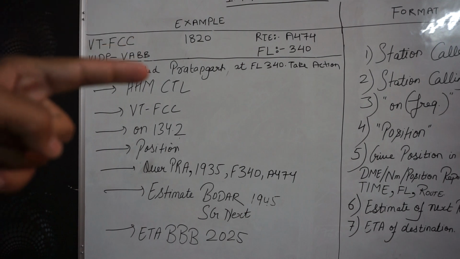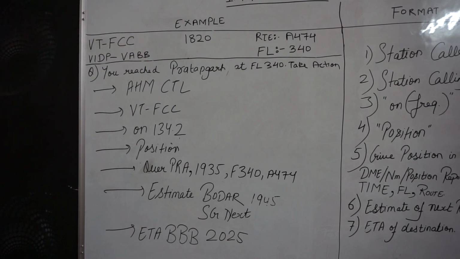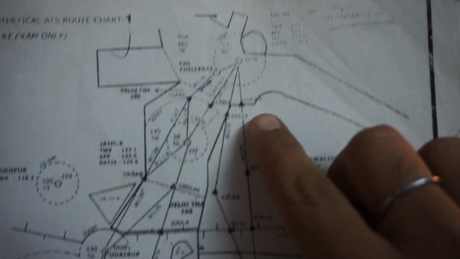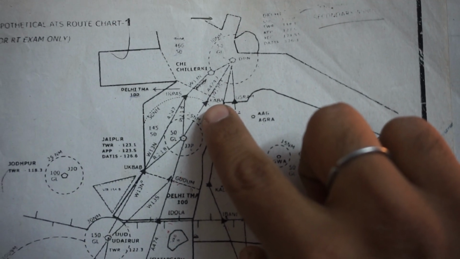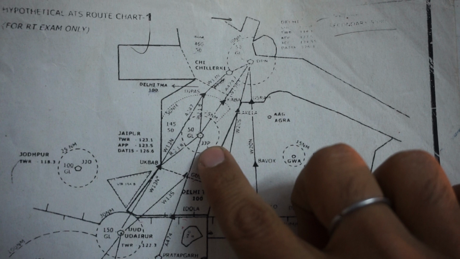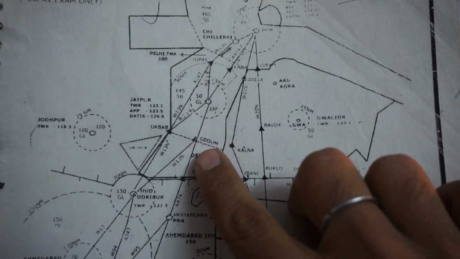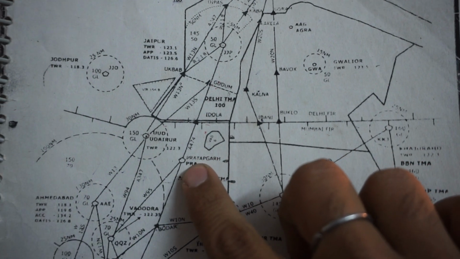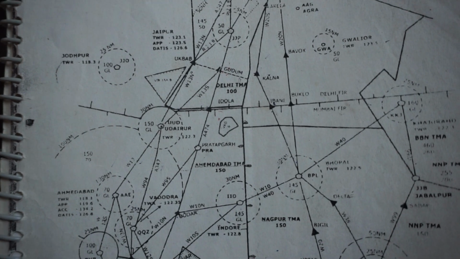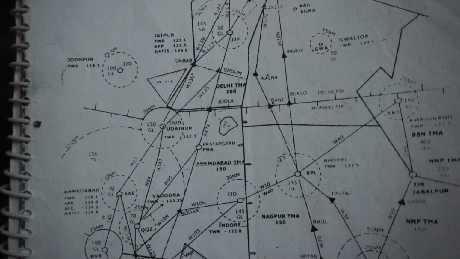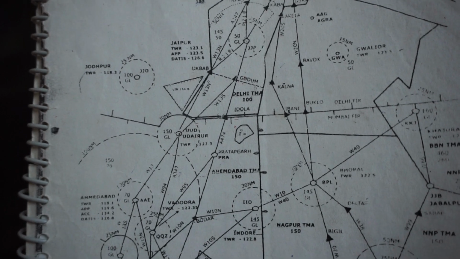Now the question says you reached Pratapgarh, so at Pratapgarh you are at flight level 340. We have to find out which ATC unit is there at Pratapgarh. We'll start from here. The first is Aikaba, and then Juliet Papa, which is Jaipur, and FIR Gudum, then Idola, this triangle, and then Pratapgarh. Okay, I got Pratapgarh. Now Pratapgarh is Papa Romeo Alpha, which is the code letter, or you can say the indicator, for the VOR, and it is the Pratapgarh VOR.